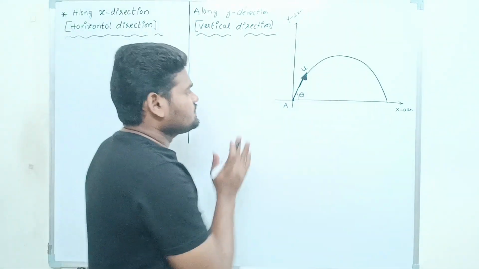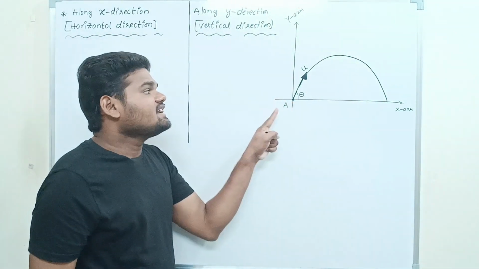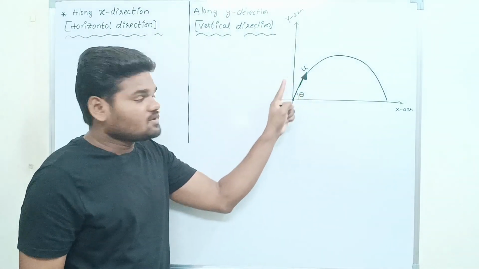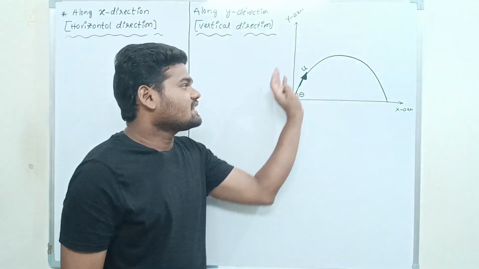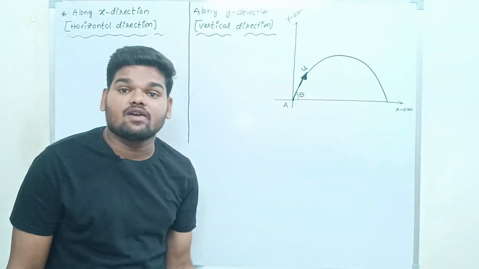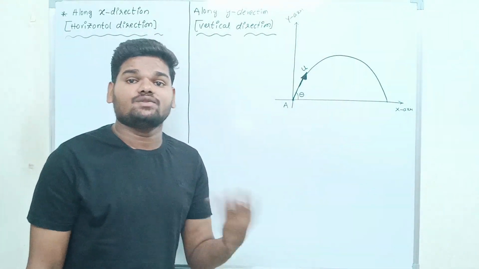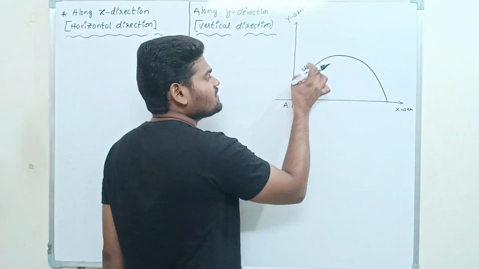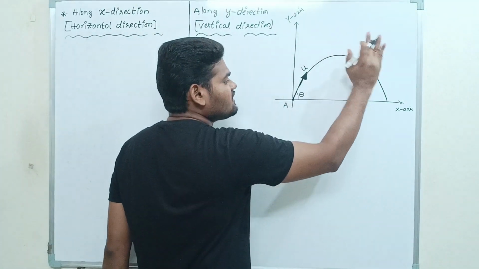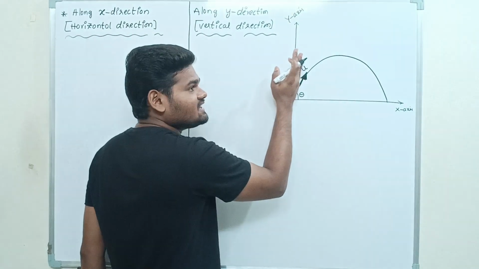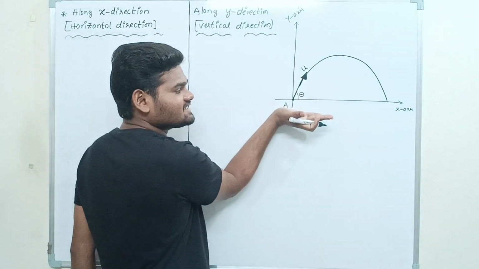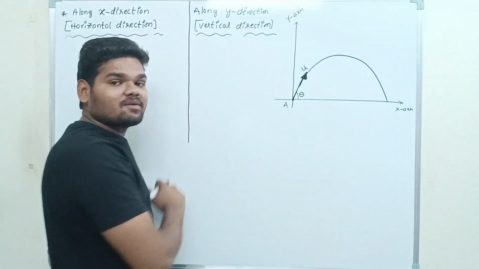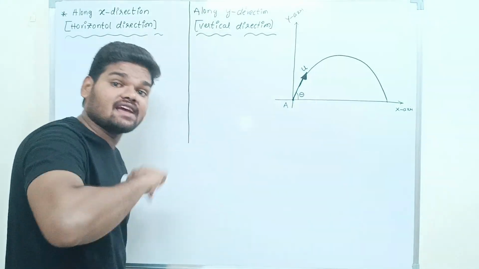Have a look. This object is projected with initial velocity u other than 90 degrees with the horizontal. It is making the projectile motion. Projectile motion means what? Two-dimensional motion. Two-dimensional motion is nothing but motion in a plane. Now this object is moving with initial velocity u in a plane. That means this initial velocity has both an x component as well as a y component.